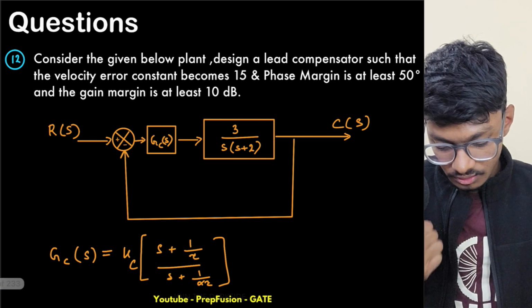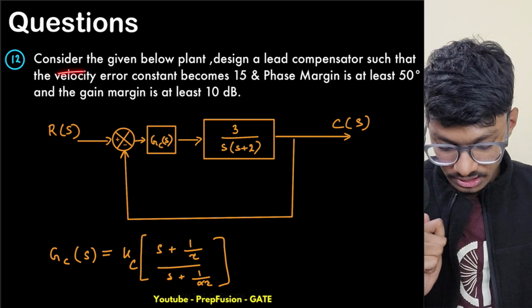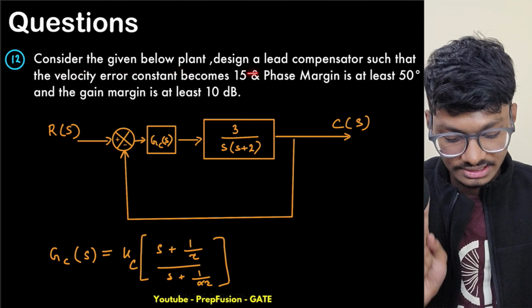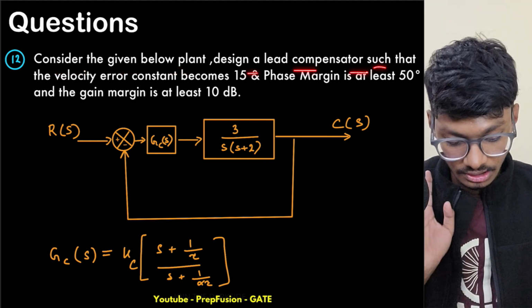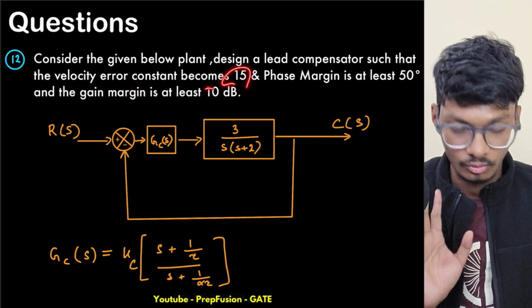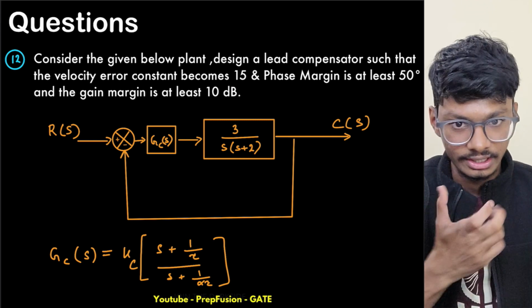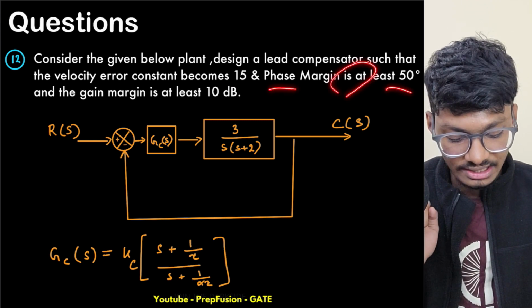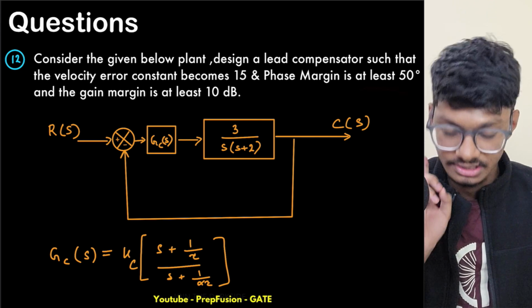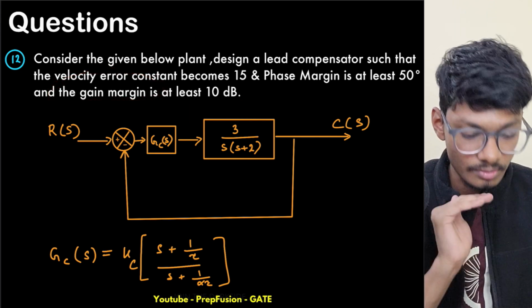So here we have been given a system, and a controller is given. Let's read the question. Consider the given plant. Design a lead compensator such that the velocity error constant becomes 15. What is velocity error constant? I will show you, we already know that. And the phase margin is at least 50 degrees, and the gain margin is at least 10 dBs, at minimum 10 dBs.